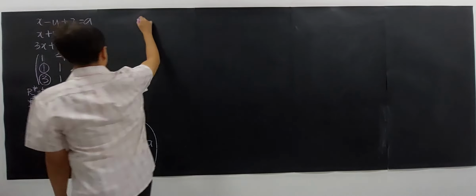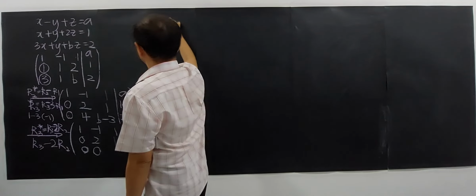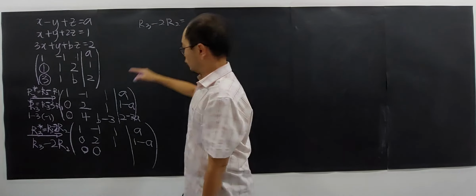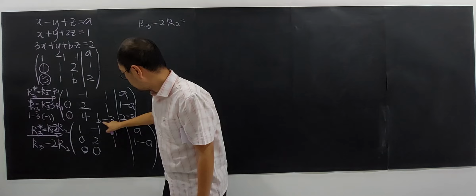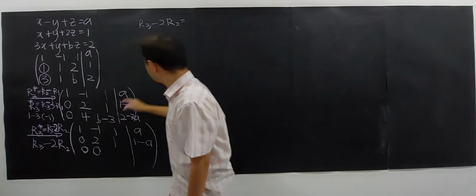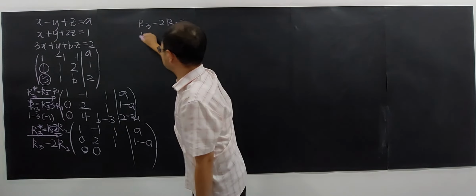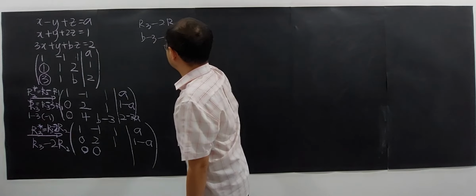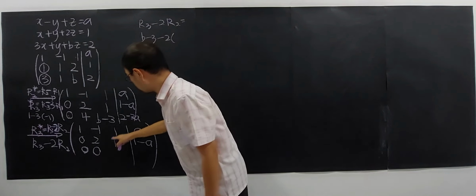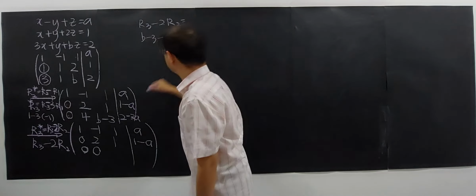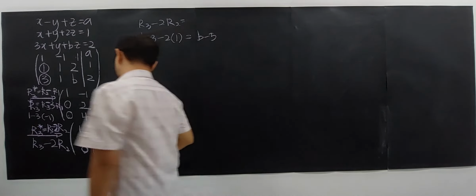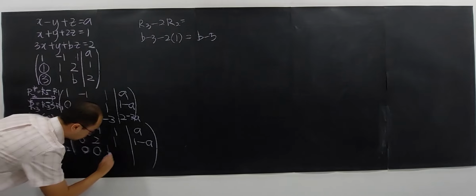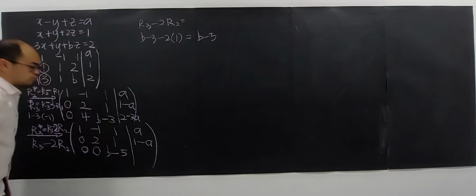So you know that it's row 3 minus 2 times row 2. For this element here, we refer to row 3 and row 2, right? Row 3 is B minus 3, minus 2 times row 2. Row 2 will be 1. So you are getting B minus 5. So here you are getting B minus 5.